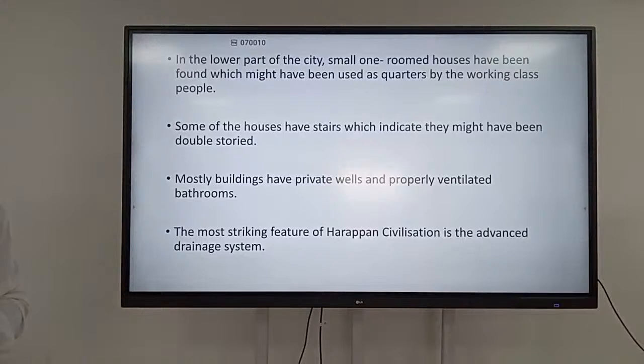And each and every house has a well connected drainage system. Every house's drainage system is connected to the street drainage system. That street drainage system is connected to the city road drainage system. And the city road drainage is connected to the outside of the city, so that whatever waste there is will be thrown outside of the city. Got it? So IVC people are very famous for their drainage system.